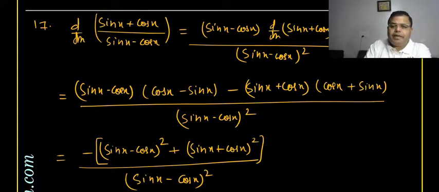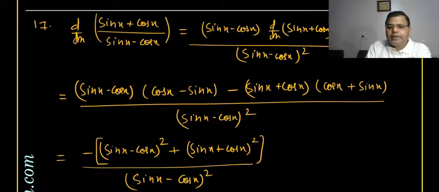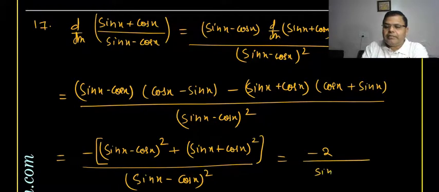This is in the form of a minus b whole square and a plus b whole square. So in that case, what is left? Minus 2ab plus 2ab will cancel out. Sin square x plus cos square x, two times, will be 2. So the answer will be minus 2 upon sin x minus cos x whole square. Sin square theta plus cos square theta is 1, so sin square x plus cos square x is 1 here, and plus 2ab and minus 2ab will cancel out. So 1 plus 1 is 2. That will be the answer of this question.